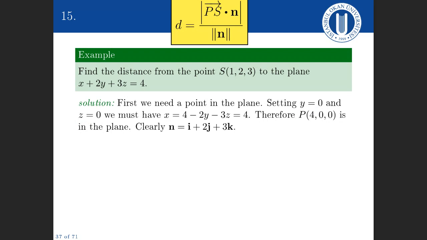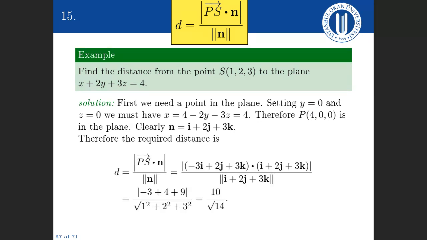We need a vector which is normal to the plane. That's easy. Just looking at the equation, we can immediately see that the numbers are 1, 2, and 3. So N is i plus 2j plus 3k. And we need the vector from P to S. That's minus 3i plus 2j plus 3k. Put everything we have into the formula and calculate the answer, and I'll leave that for you to check. If I haven't made a mistake, and please check this for me, the answer should be 10 over root 14.